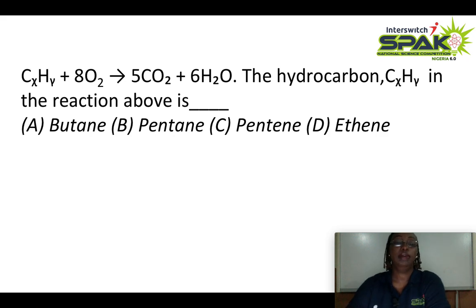Now, complete this. So we have CxHy plus 8 oxygen to give 5 carbon dioxide plus 6 water. The hydrocarbon CxHy in the reaction above is? If you look at the product side, you realize that we have 5 carbons, so definitely your x will be 5. And if you look at it properly, you also realize the hydrogen is 12. That's 6 times 2. So your y will be 12, and that will be C5H12.